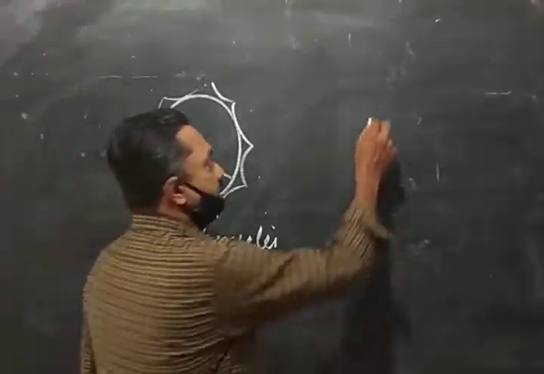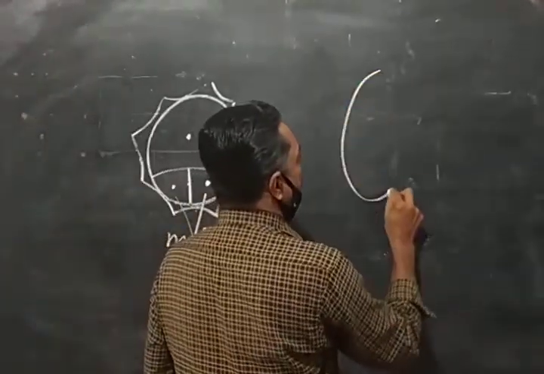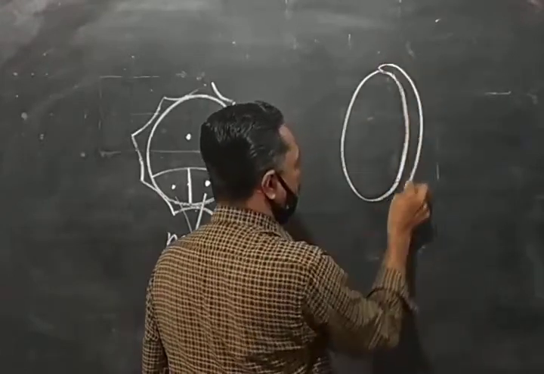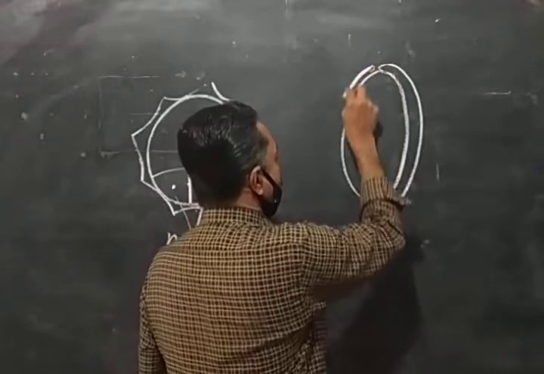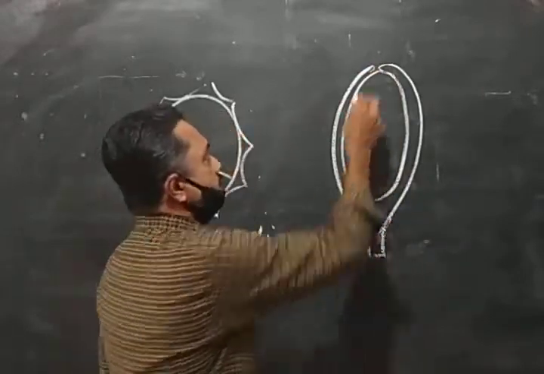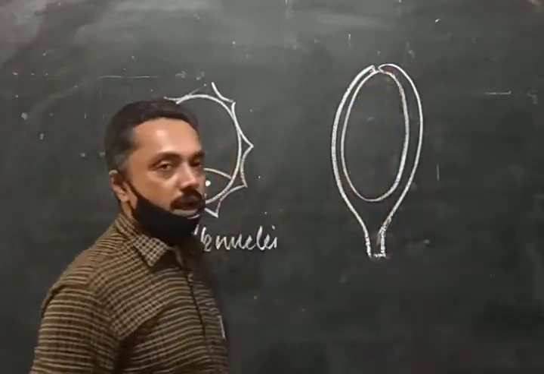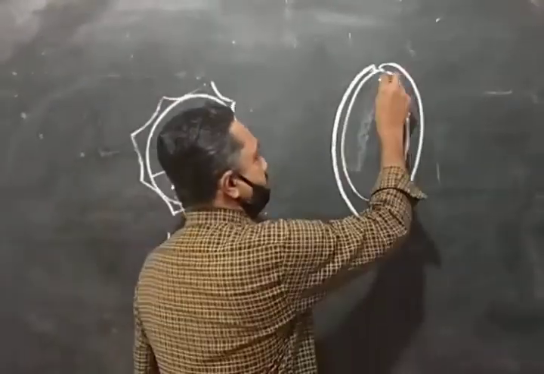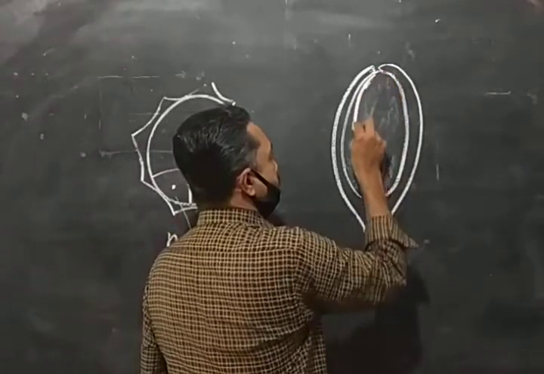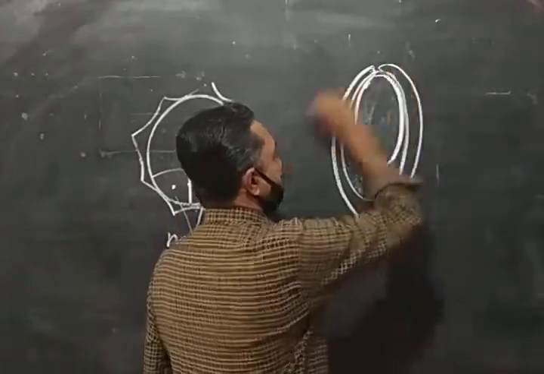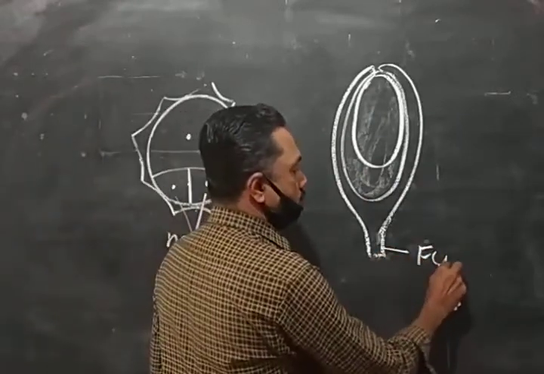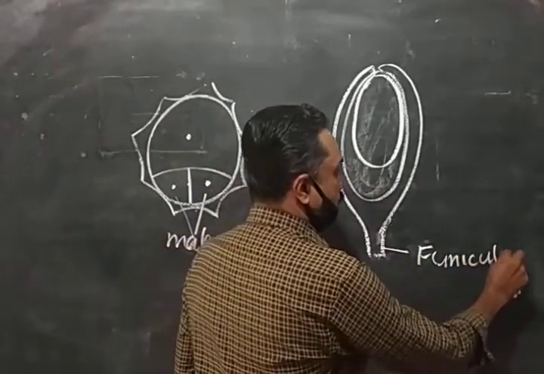Now you have seen the structure of female gametophyte. The structure is called female gametophyte or mature ovule, having this structure, and this is called an anatropous ovule. The tissue is called nucellus, and inside there is an embryo sac. The stalk is called funiculus.